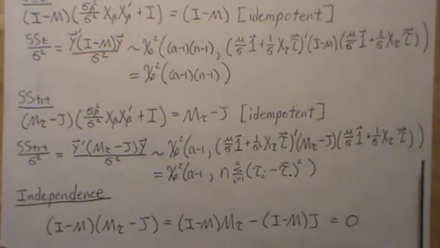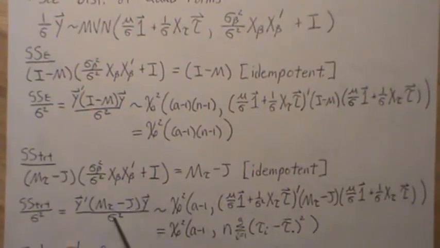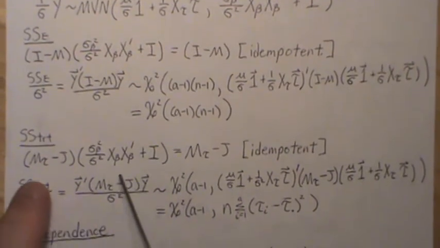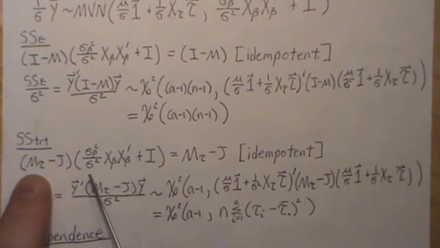Now the sum of squares treatment, we need to show, so the sum of squares treatment is y, m tau minus j, y. So we need to show that this matrix times the variance is idempotent.